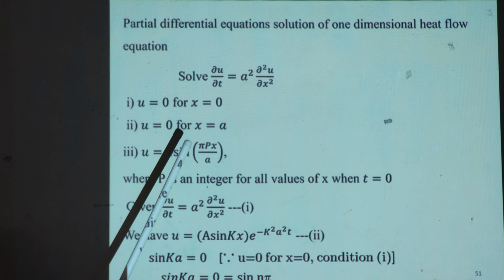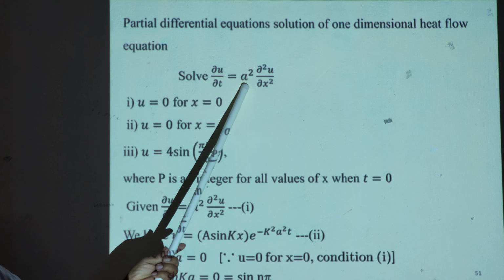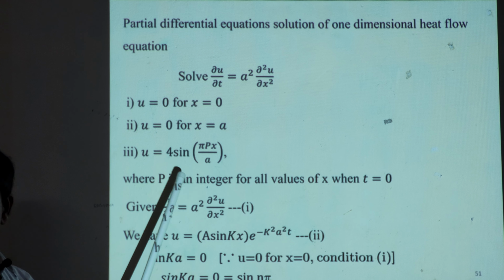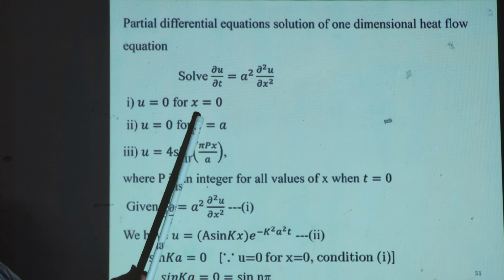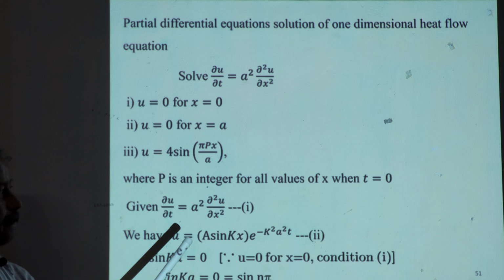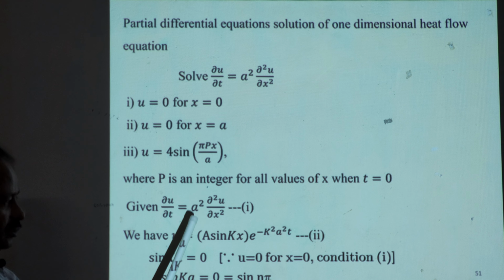Now we'll solve another problem for the heat flow equation: du by dt equal to a squared d squared u by dx squared, and there are 3 boundary conditions given to us. Here it is given as u of x comma 0 equals 4 sin p pi x by a. In the earlier problem it was x and L minus x. Can you remember? But here f of x is nothing but 4 times sin p pi x divided by a. Okay. So we have the equation and the solution is given by this.